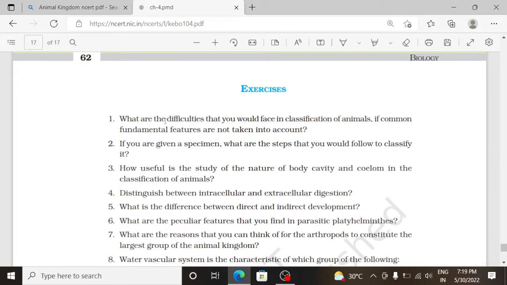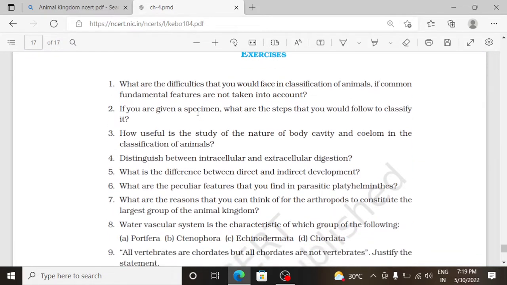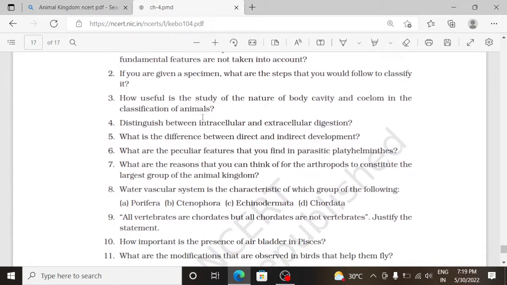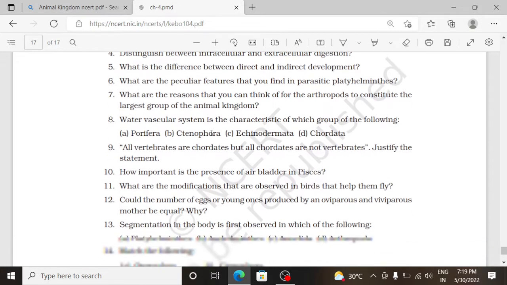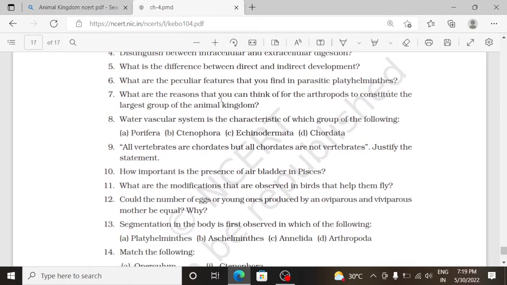First is, what are difficulties that you would face in classification of animals if common fundamental features are not taken into account? Second, if you are given a specimen, what are the steps that you would follow to classify it? Third is, how useful is the study of nature of body cavity and coelom in the classification of animals? Fourth is, distinguish between intracellular and extracellular digestion. Fifth is, what is difference between direct and indirect development? Sixth is, what are the peculiar features that you find in the parasitic Platyhelminthes?